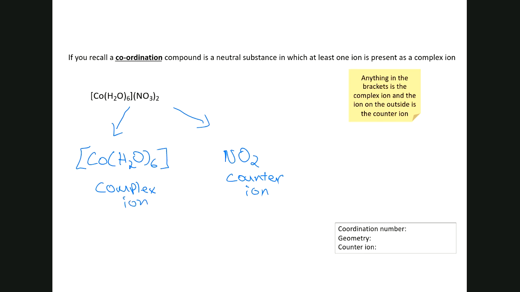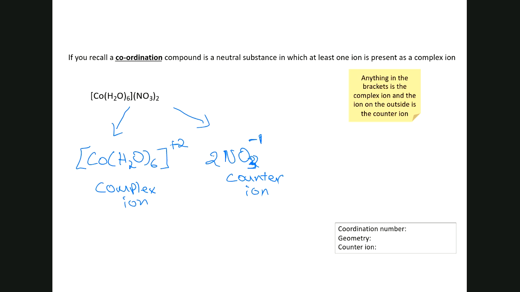So it's a compound, which means it's made up of a cation and an anion. So therefore, we already know that NO3 is a -1 charge, and there are two of those, which means if there's two of those, the charge on my complex ion must be +2.